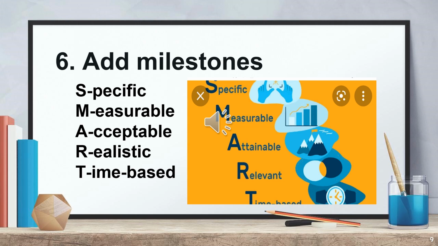When we say measurable, use numbers or quantitative language when appropriate. Avoid vague descriptions that leave success up to personal or subjective interpretation. And when we say acceptable, get buy-in from stakeholders on your goals, milestones, and deliverables.